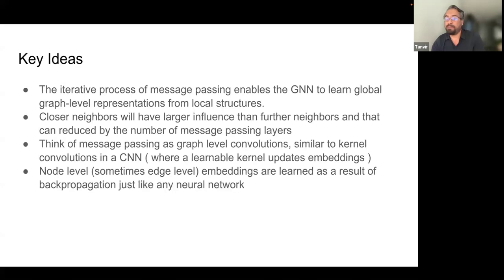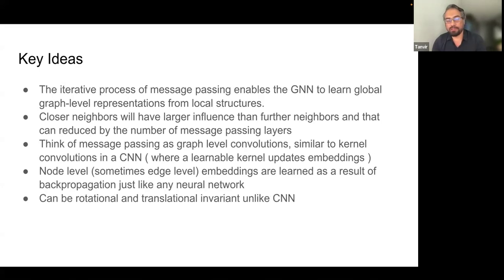Node-level embeddings are learned by feature aggregation. We learn node-level embeddings, which are the weights of a neural network. And this can be learned as a result of backpropagation, which works like in any neural network. It is when we update these weights after doing prediction, forward propagation. We compute the loss and we update each weight with the loss that's learned so that the loss is minimized in a backpropagation network.